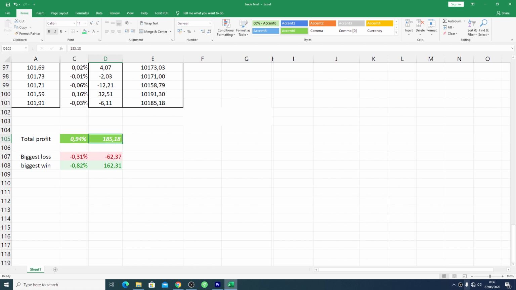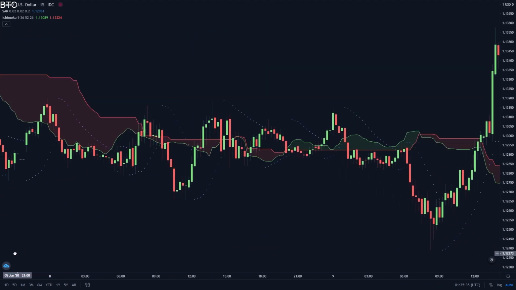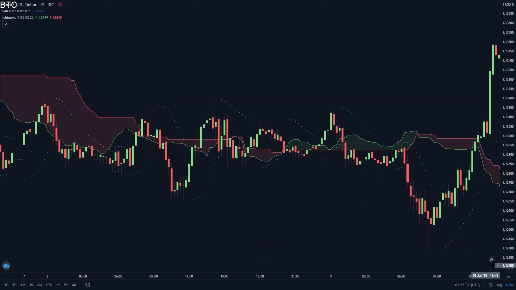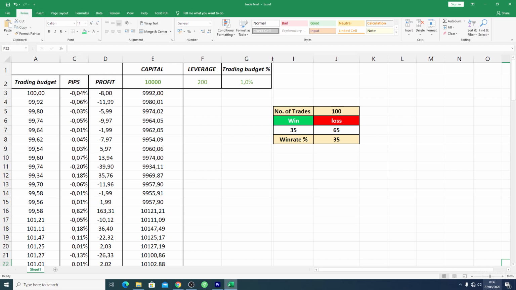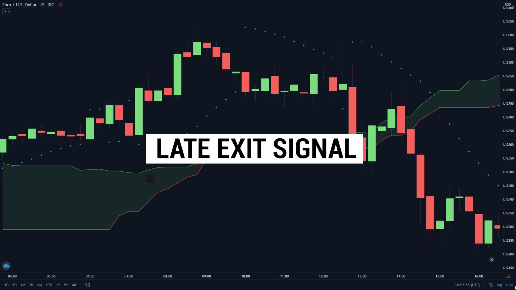Our biggest single trade loss was $62.36, which was 31 pips. So from the results that we got, I think that the Ichimoku plus Parabolic SAR combination is not really a good strategy. Because like I said, most of our profits actually came from one big trade, so we kinda got lucky there. I think one of the reasons for this low win rate is because the Parabolic SAR often displays a very late exit signal.